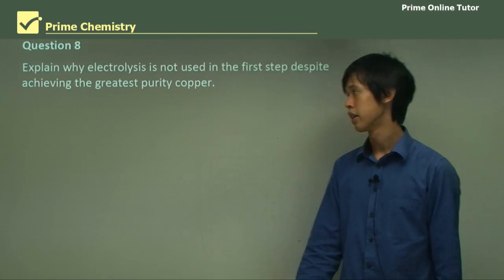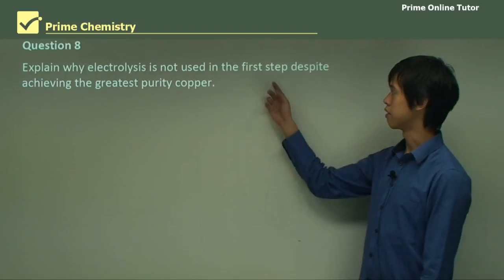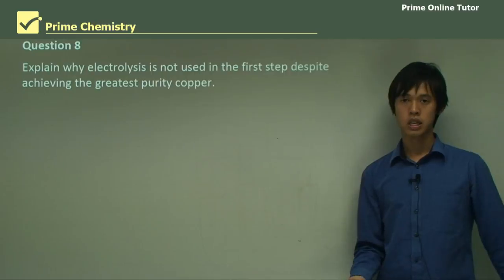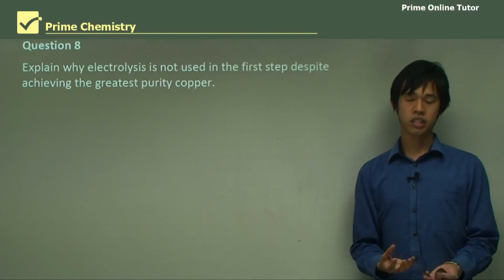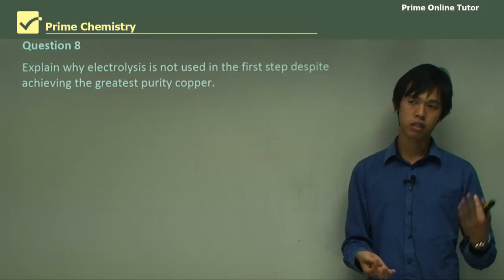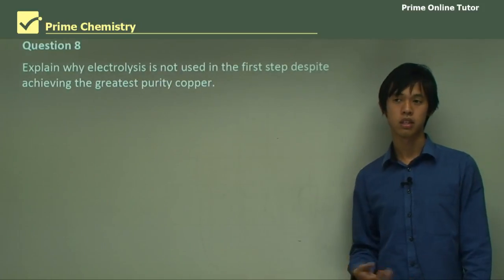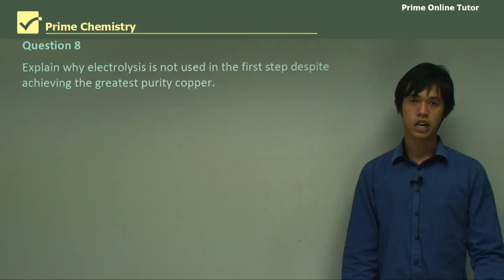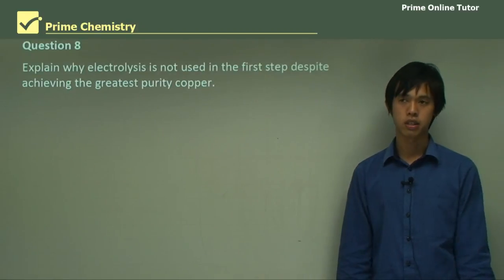Question 8. Explain why electrolysis is not used in the first step despite achieving the greatest purity of copper. So, we've got this copper ore, it's 0.15% copper. So why don't we just use electrolysis and see if we can just take out that 0.15% and have 99.85% waste.